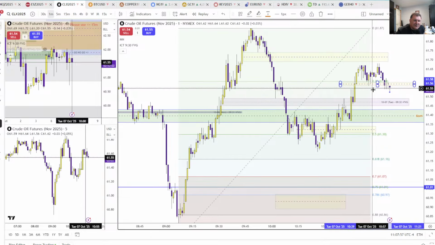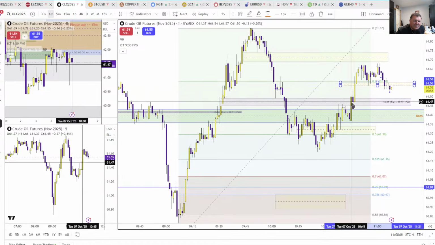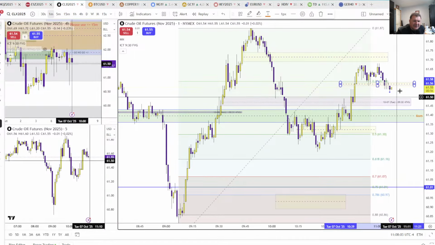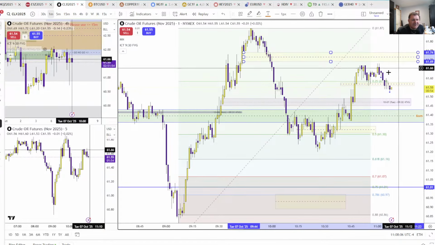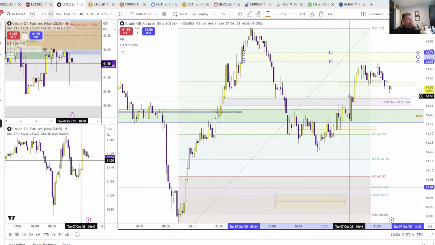So now you can see this run back into this internal range of liquidity. You don't want to see this get taken, and then you want to see it start running back through this level. It might be just doing a nice little push higher like that.